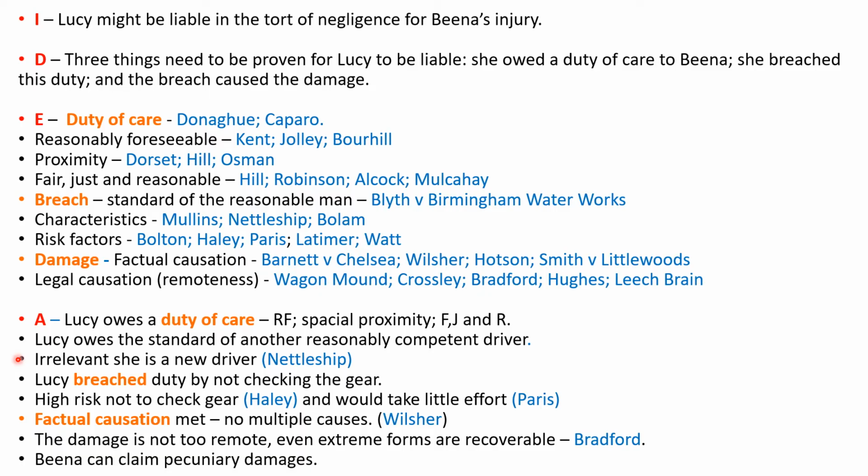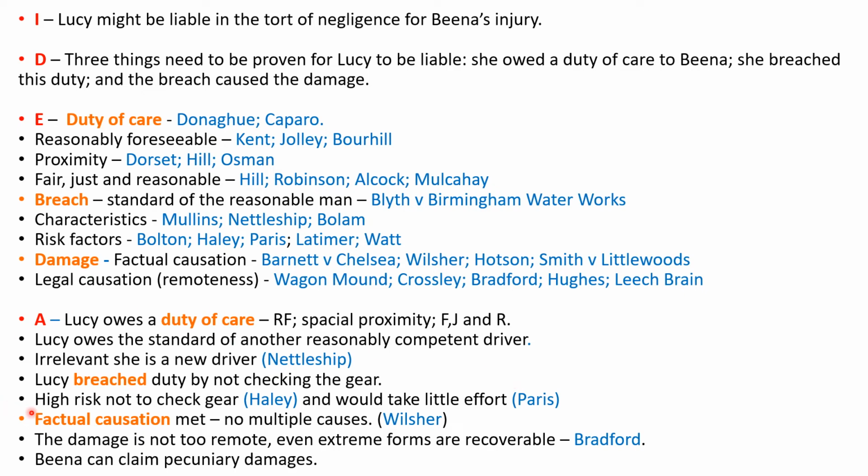so that will be irrelevant. We can also say that she has breached the duty by not checking what gear she's put the car into, and you could say that a reasonable person, particularly someone who's just passed their test, would be checking that. And in terms of risk factors involved, you can say that it's high risk not to be checking your gears. It's going to take little effort to check what you're doing, so you could apply the case of Paris there as well.